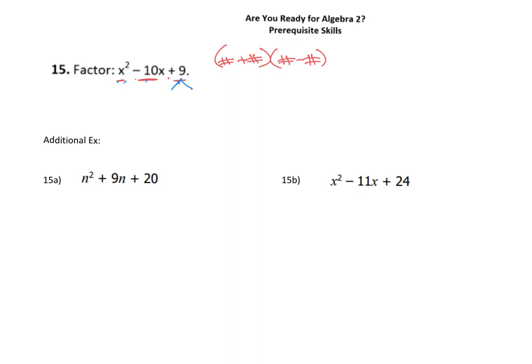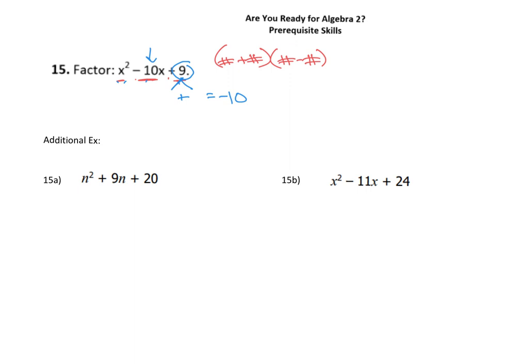We are looking for 2 very specific values here. The 2 values that we're looking for always have to multiply to the total of the last value, the constant. But again, at the same time, those two factors have to add to the middle value, which is negative 10. All right, so I hope that you kind of remember this from Algebra 1.